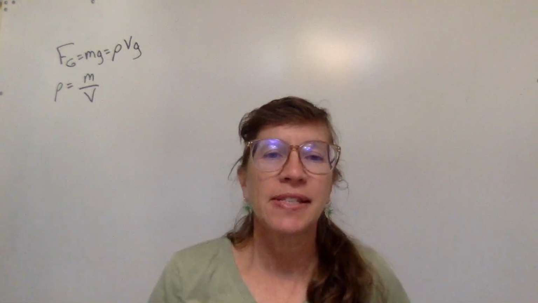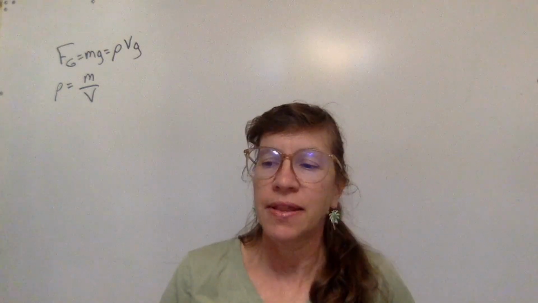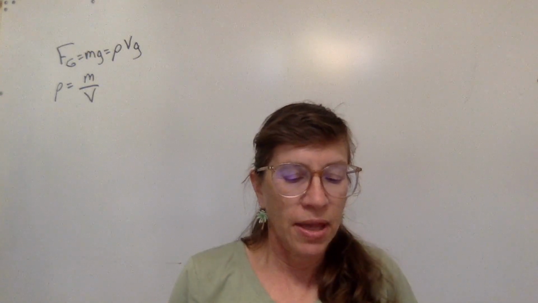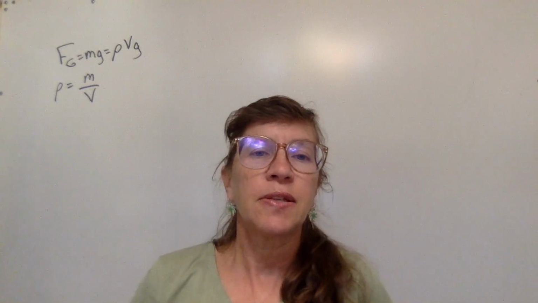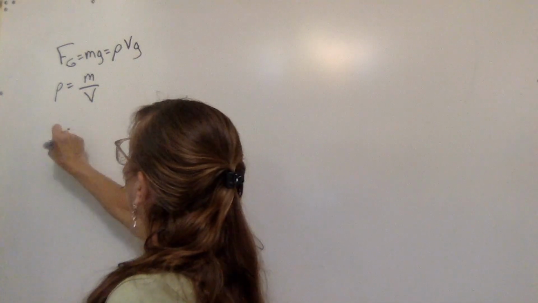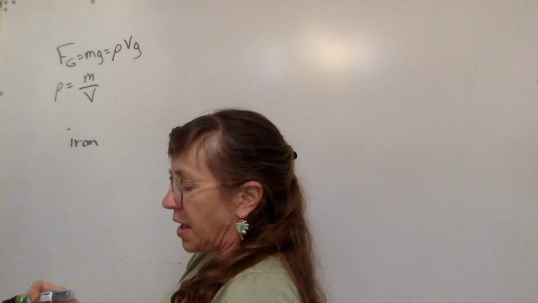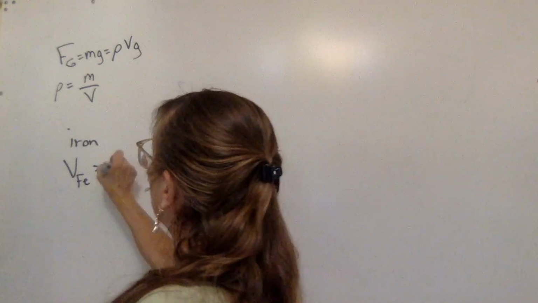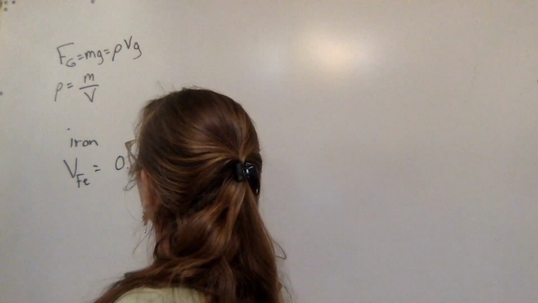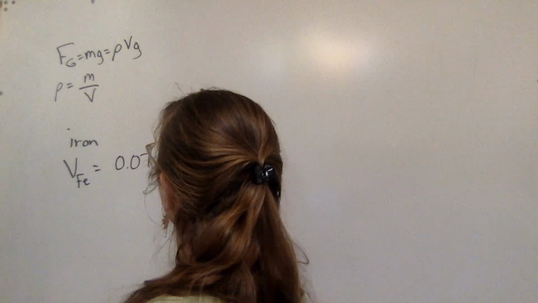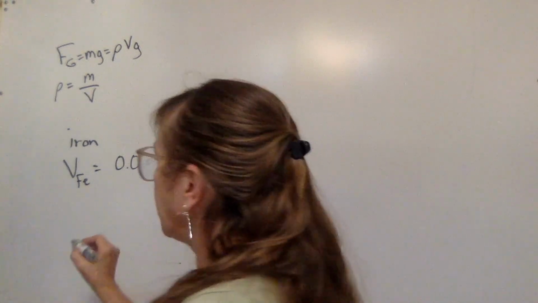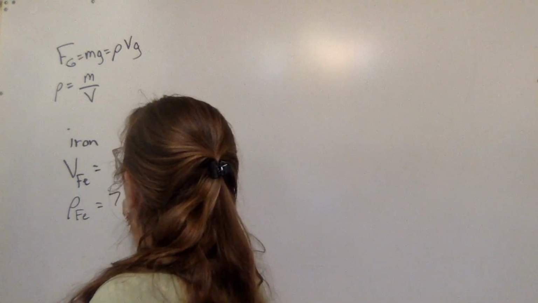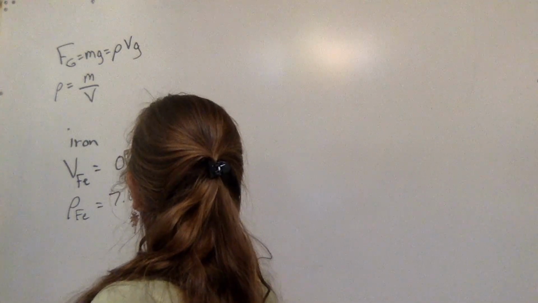In this video, I'm going to solve another Archimedes principle buoyancy problem. This time, the given information that you're going to start with is the substance, which is iron. The volume of the iron is 0.0750 cubic meters. And then the densities from the density table: the density of iron is 7.8 times 10 to the third kilograms per cubic meter.